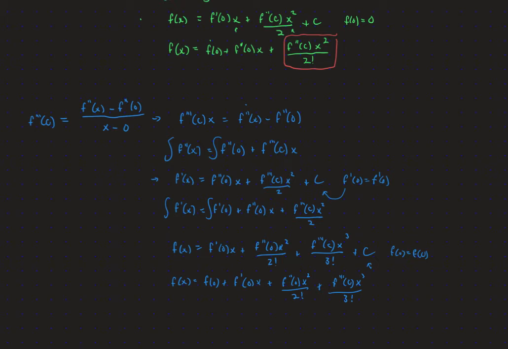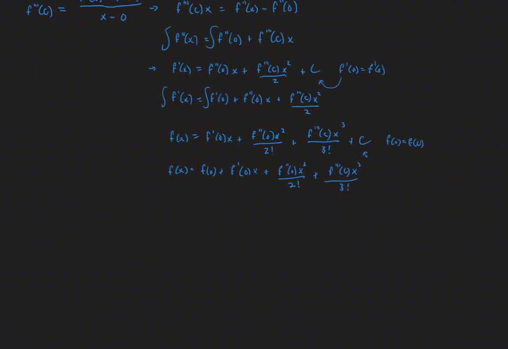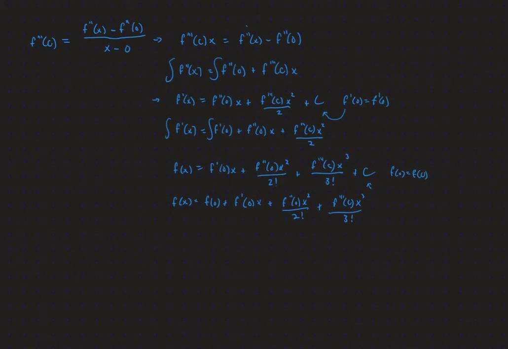We'll do this just one more time. And so this time, instead of starting with our f triple prime of c, we'll start with the fourth derivative at c, which will be equal to the third derivative at x minus the third derivative at 0 all over x minus 0. So again, this is our mean value theorem.